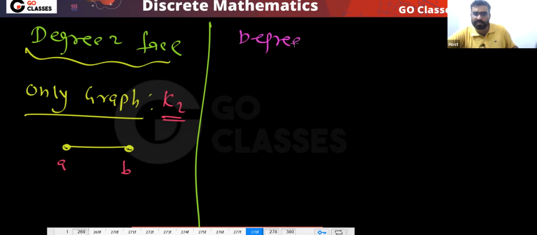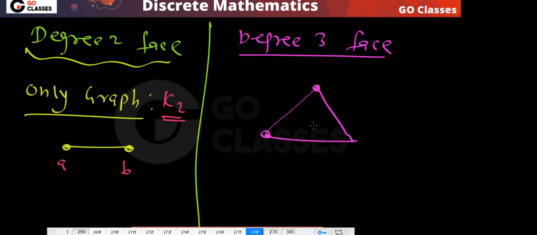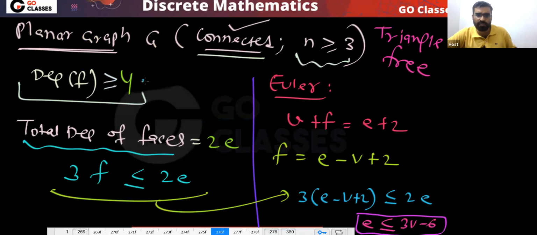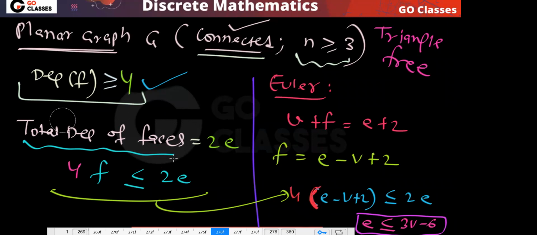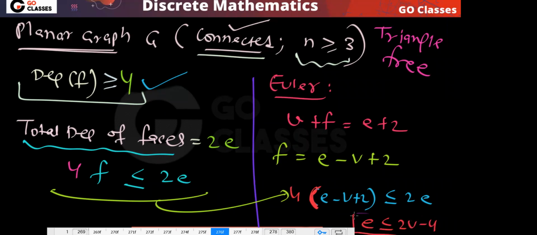And if you want a degree 3 face, you want a face which has degree 3. It means this is surrounded by 3 edges. So if you don't have a triangle, then there is no degree 3 face, so the degree of a face will be greater than or equal to 4. Now you can apply this. So it will become 4f less than or equal to 2e. Putting in the value, from here you will get e is less than or equal to 2v minus 4.